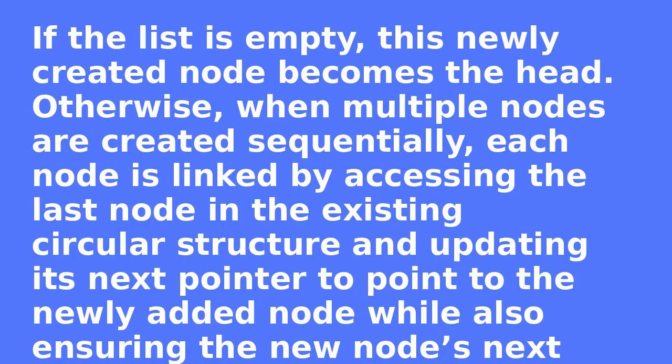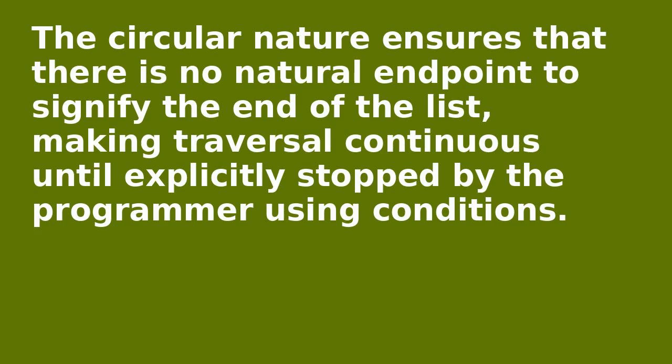Otherwise, when multiple nodes are created sequentially, each node is linked by accessing the last node in the existing circular structure and updating its next pointer to point to the newly added node, while also ensuring the new node's next pointer is updated to point back to the head, maintaining the circular property. The circular nature ensures that there is no natural endpoint to signify the end of the list, making traversal continuous until explicitly stopped by the programmer using conditions.